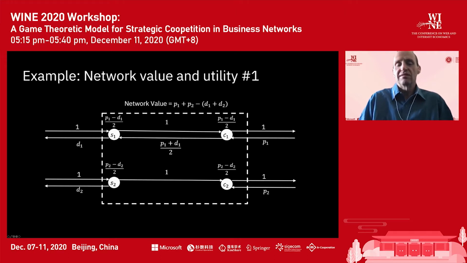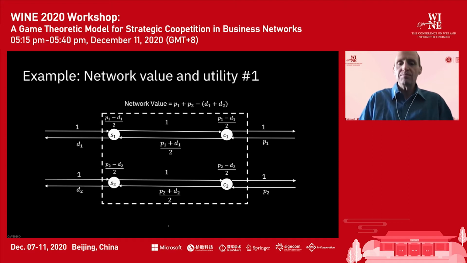And so this is P1 minus D1 divided by 2. Each one gets a part. And so we have the flow of value between C1 and S1. And similarly, we have a similar flow of value between C2 and S2.